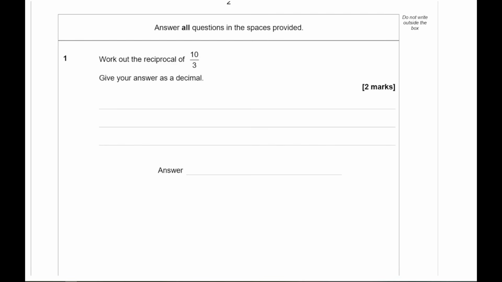So let's get started on question 1. Question 1 asks us to work out the reciprocal of 10 over 3. Now to work out the reciprocal of a fraction, all we need to do is simply flip that fraction. So what that then becomes is 3 over 10. Then the question asks us to write this as a decimal, giving us an answer of 0.3.